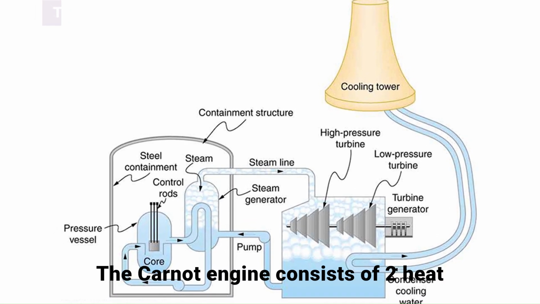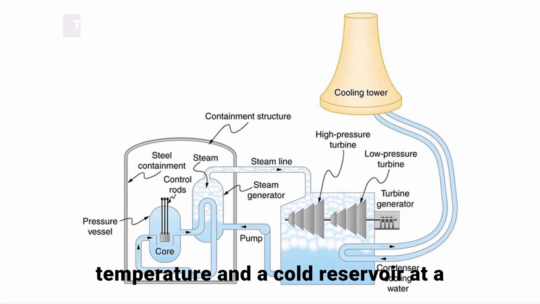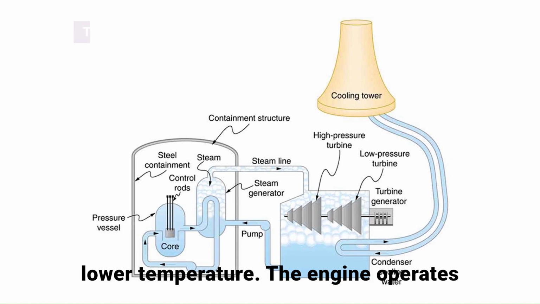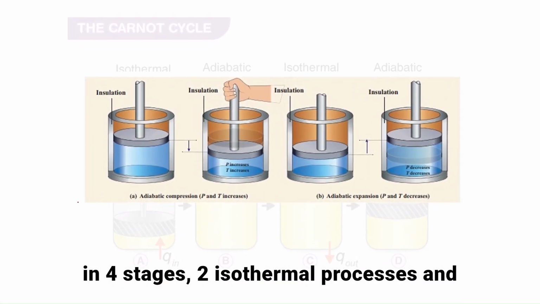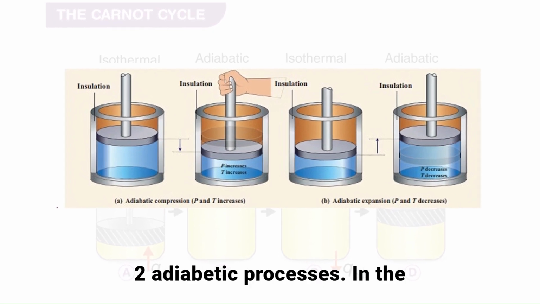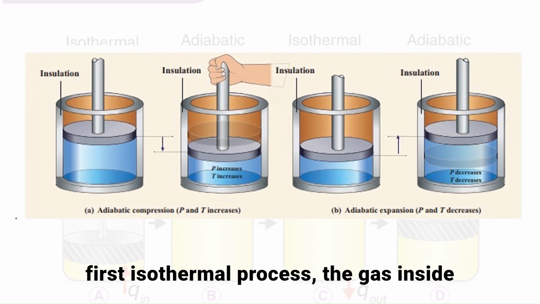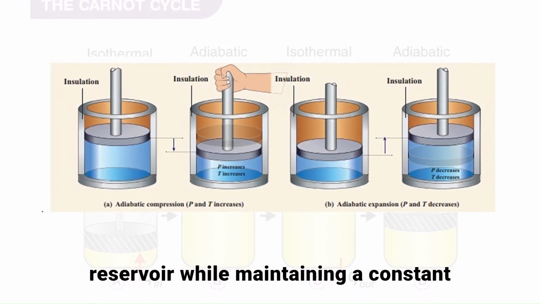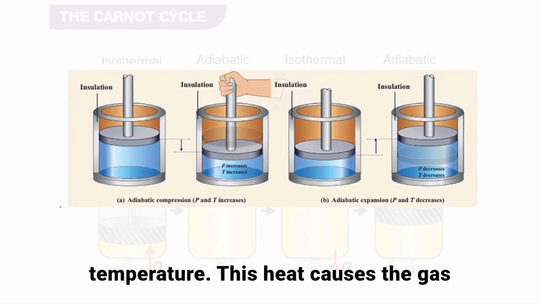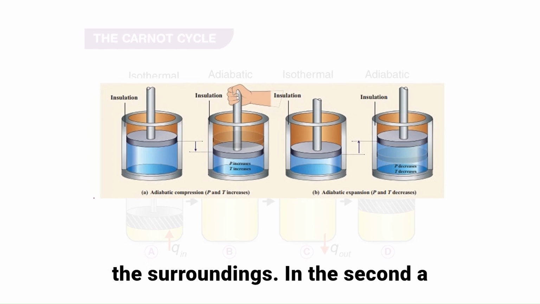The Carnot engine consists of two heat reservoirs, a hot reservoir at a high temperature and a cold reservoir at a lower temperature. The engine operates in four stages, two isothermal processes and two adiabatic processes. In the first isothermal process, the gas inside the engine absorbs heat, Q, from the hot reservoir while maintaining a constant temperature. This heat causes the gas to expand, and the gas performs work on the surroundings.